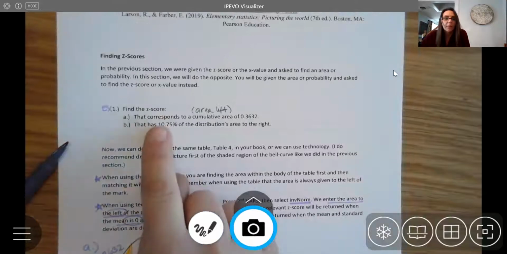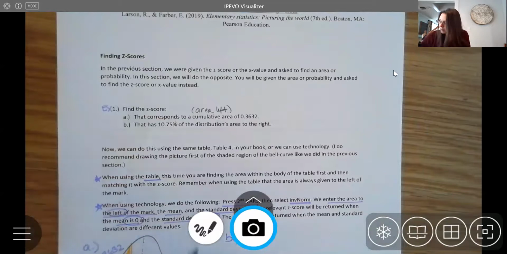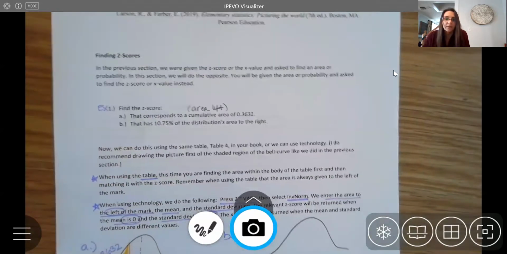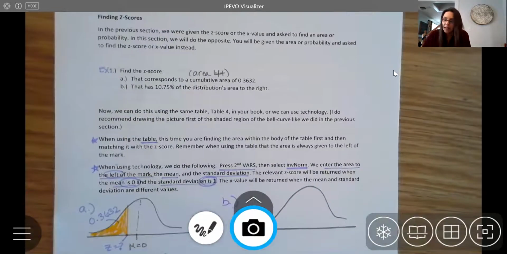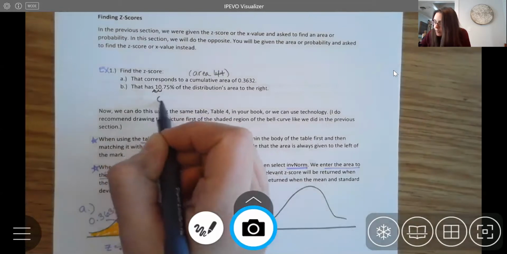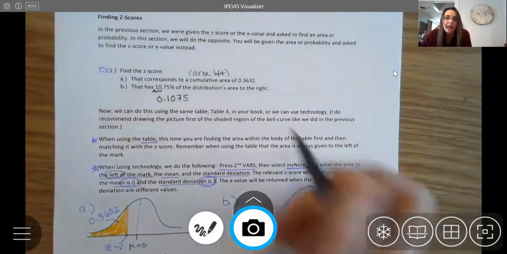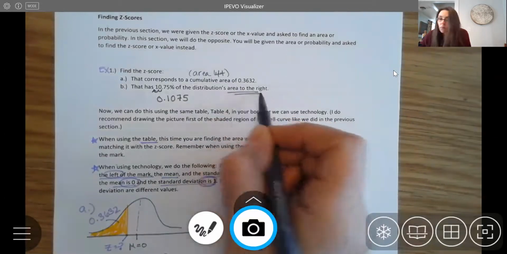So the second problem asks for 10.75% in the area to the right. The first thing I'm going to do is get that bell curve set up here. We don't usually use percents in the table, so you can change this to a decimal by moving your decimal point 2 spots to the left. So 0.1075. And again, this is the area on the right.